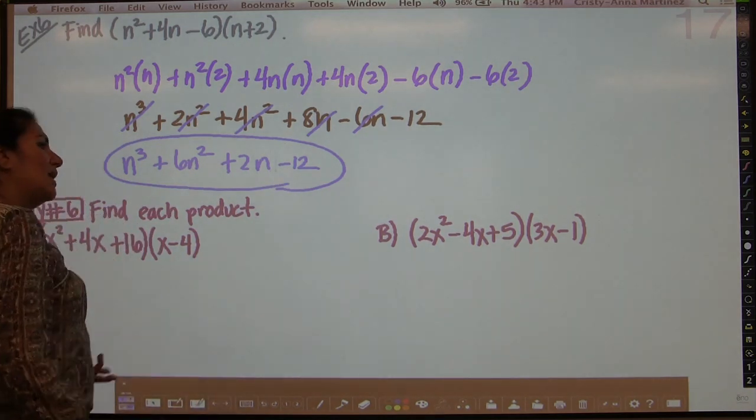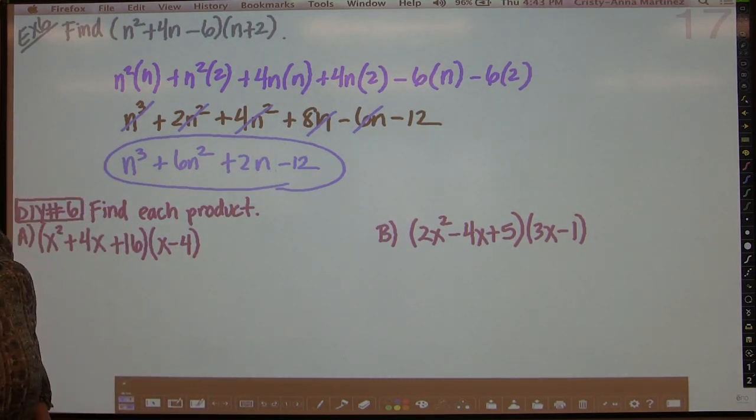So again, it's not very complicated, but you do have to keep track of what you're doing so that you don't miss anything along the way. So now you have to complete do-it-yourself number 6. And once you have completed that, you will have completed your notes for this lesson.